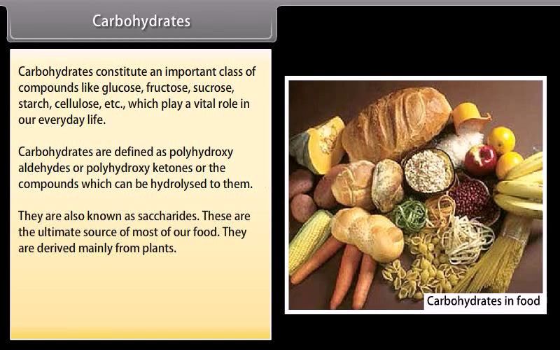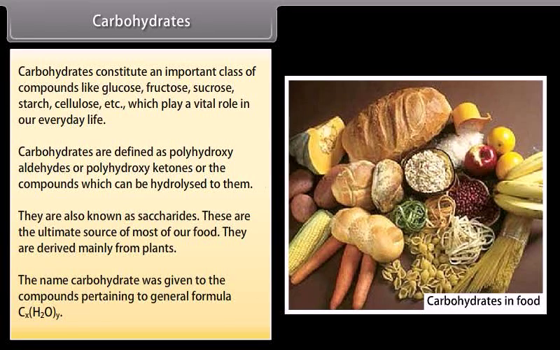They are also known as saccharides. These are the ultimate source of most of our food. They are derived mainly from plants. The name carbohydrate was given to the compounds pertaining to general formula CxH2yOy.